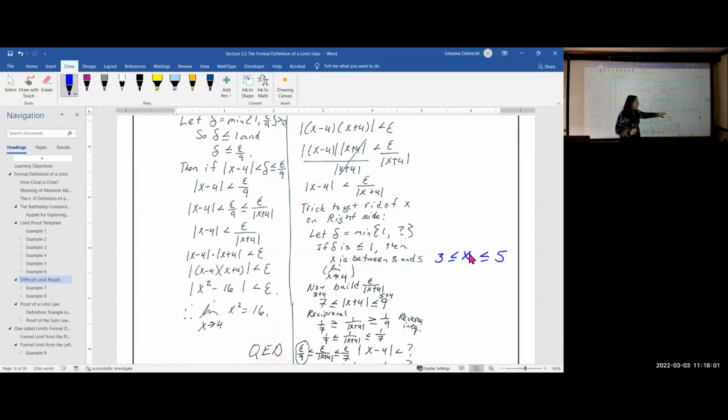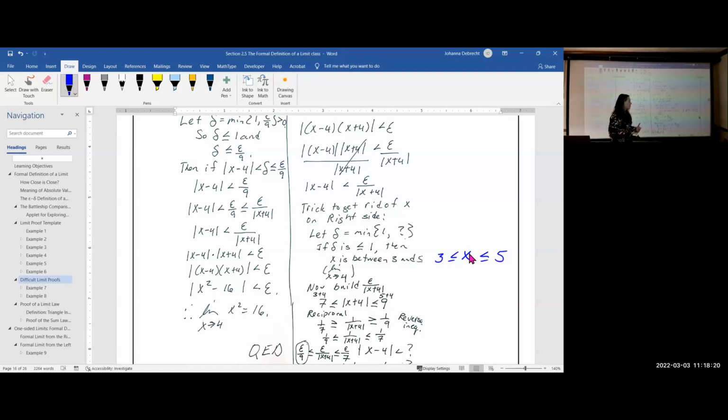So now that we have that x is between 3 and 5, we want to try to build this expression that we've got up here that we've got to get rid of. The one we've got to get rid of is that 1 over the absolute value of x plus 4. So we need to build a 1 over the absolute value of x plus 4.